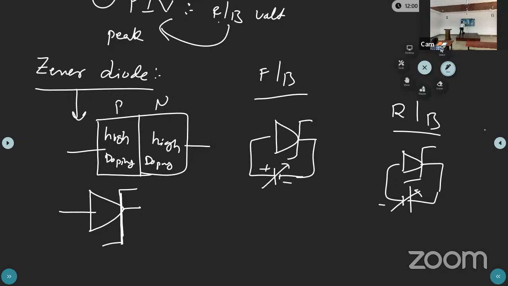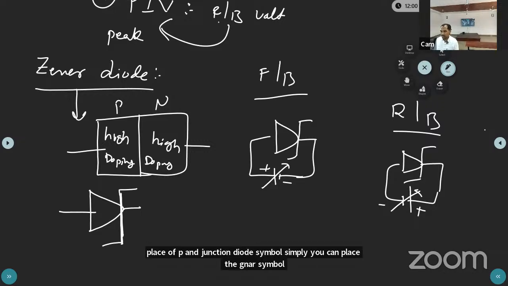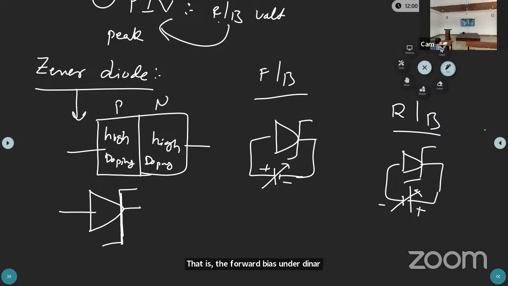The forward bias of the PN junction diode and the GNR diode construction is the same. Only, in place of the PN junction diode symbol, you can simply place the GNR symbol. That is the forward bias and the GNR reverse bias. The forward bias characteristics are the same as the PN junction diode. The VI characteristics of the PN junction diode and the GNR diode are both the same in forward bias.